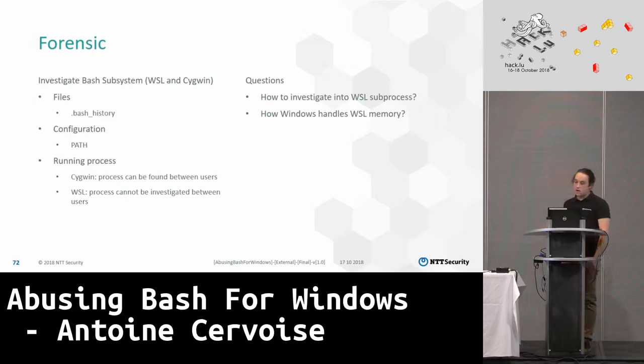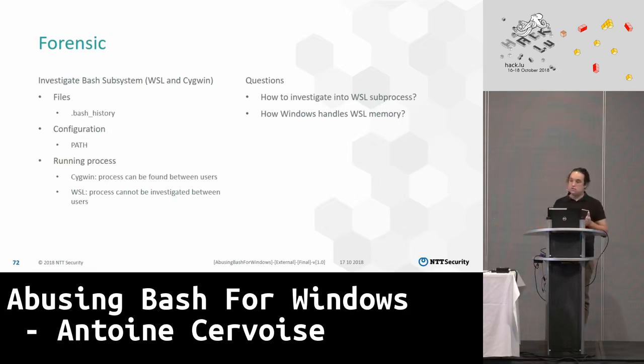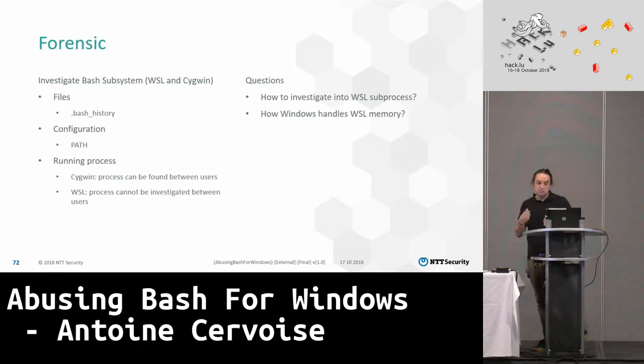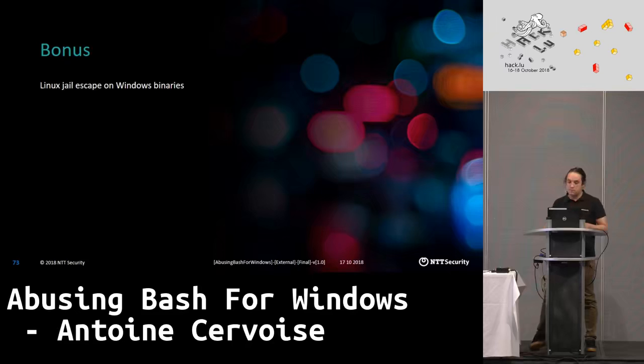For example, if you run Cygwin and another user is running Cygwin and you do ps, you will see his process. But as every user has his own WSL, you won't see his process. And if you try to dump memory from Task Manager from an ELF which is running, you won't be able to do that because Windows doesn't know how to do it. So how can Windows handle the WSL memory, how can you investigate a WSL sub-process that is not run by you, and so on.